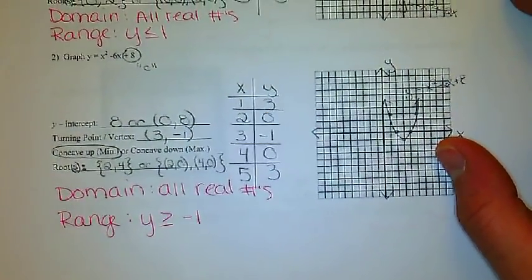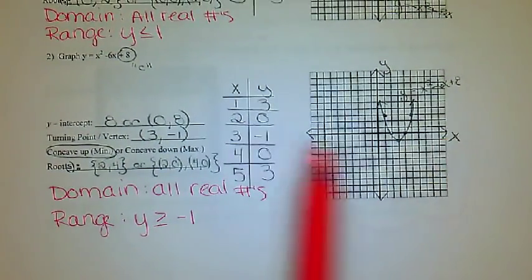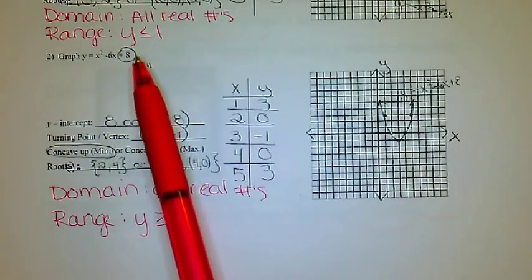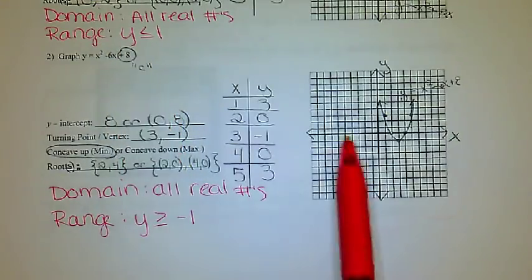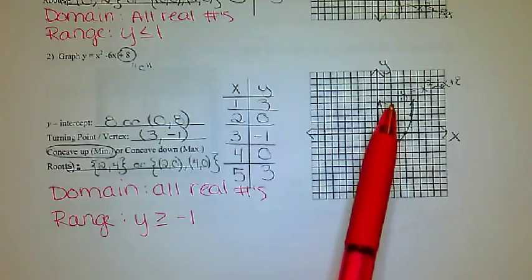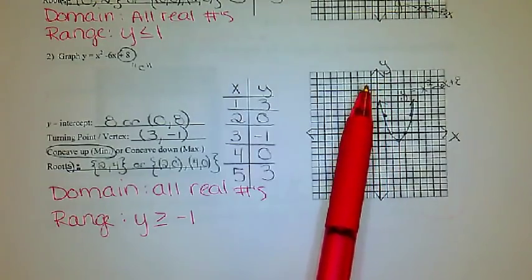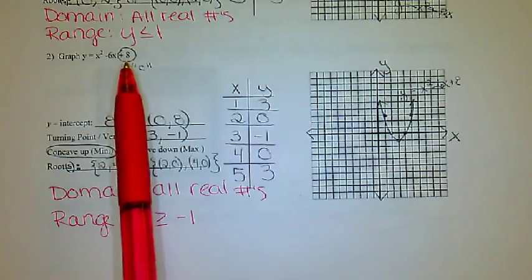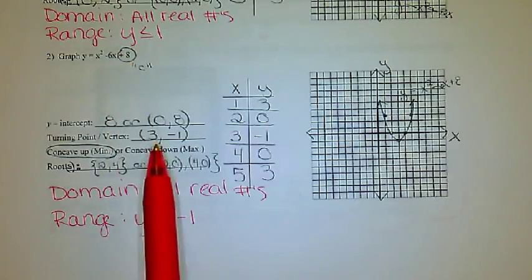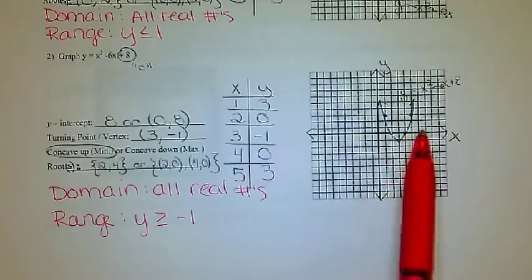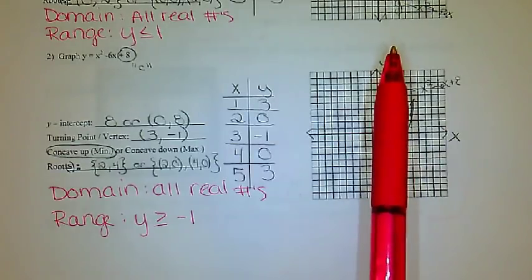Number 2, that one is x squared minus 6x plus 8. We have an 8, so even though I didn't graph that, so right up here would be another point. Even though I didn't graph that, remember, we can always tell our y-intercept by our C value. So our turning point is 3, -1. It is a minimum. It's concave up.